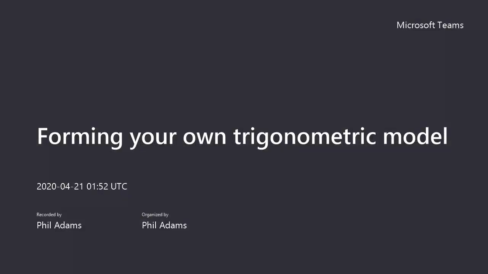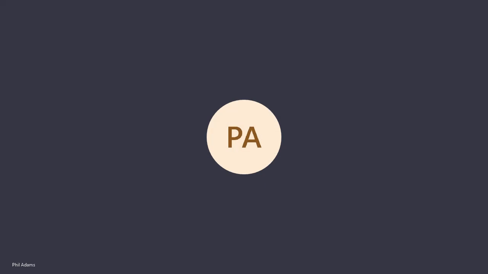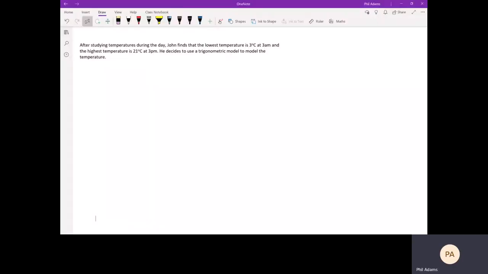So what we're going to look at now is creating our own model. I'll just start with this. This is an example here. So here we're saying that we've got the lowest temperature on a day is 3 degrees Celsius at 3 a.m. and the highest temperature is 21 degrees Celsius at 3 p.m. And we're going to use a trig model to model this temperature.